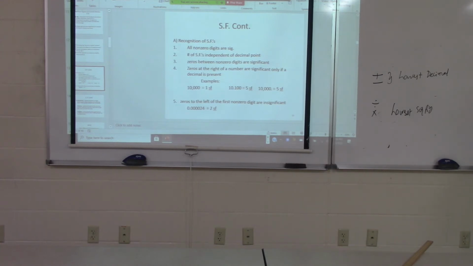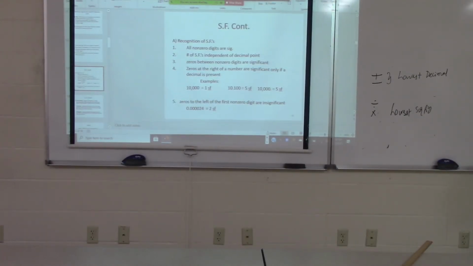Okay, how much do you get? 118.94. Now, let's see, what is the rule you are using? Multiplication. So your answer should be what? Lowest sig fig. So first, you have to identify how many sig figs each number has.